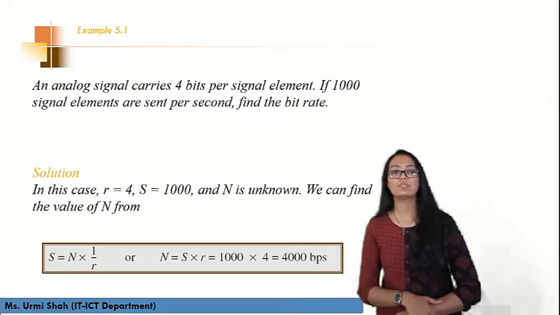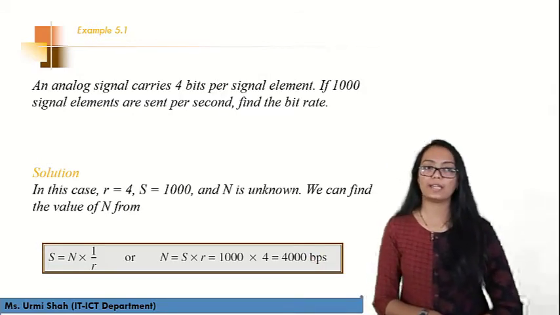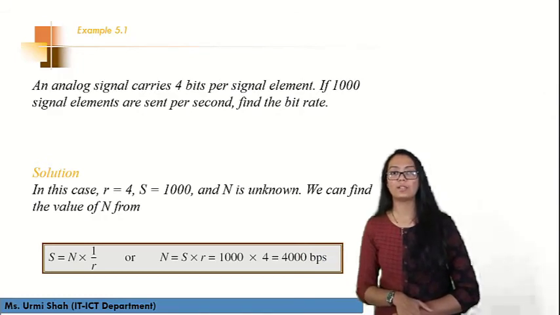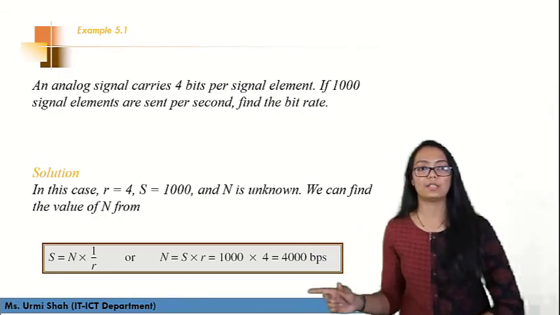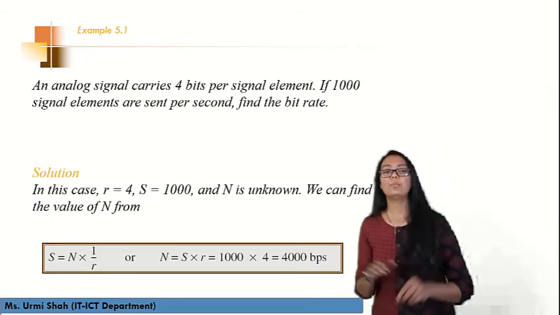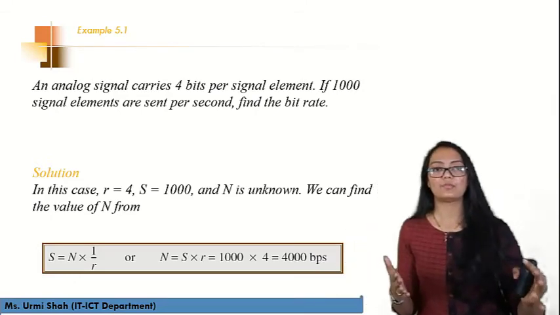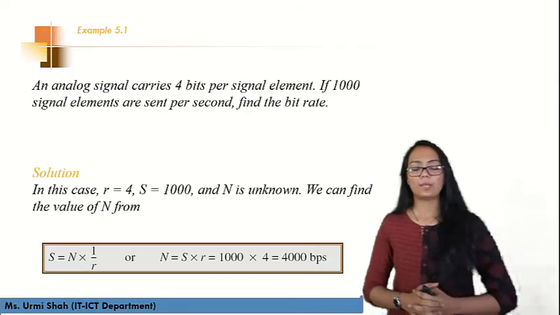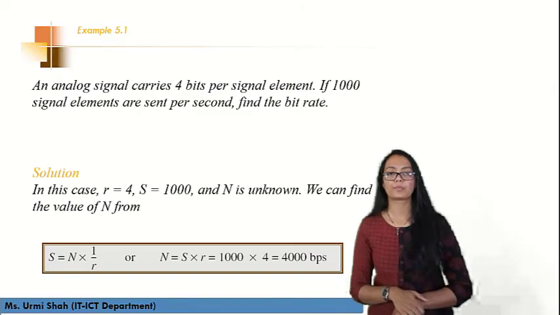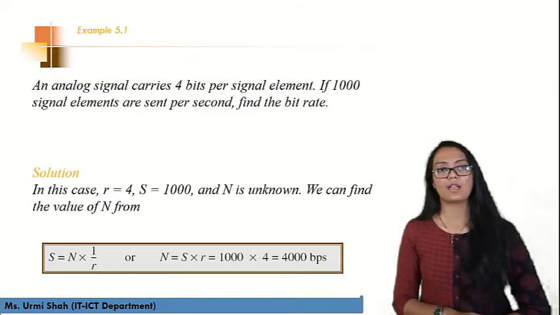So simply you can use the formula S is equal to N by R. By keeping the values of S and R, we will have the bit rate N is equal to 4000 bps. So this way simple questions can be asked as numerical questions in the digital modulation chapter. So these things you need to refer.